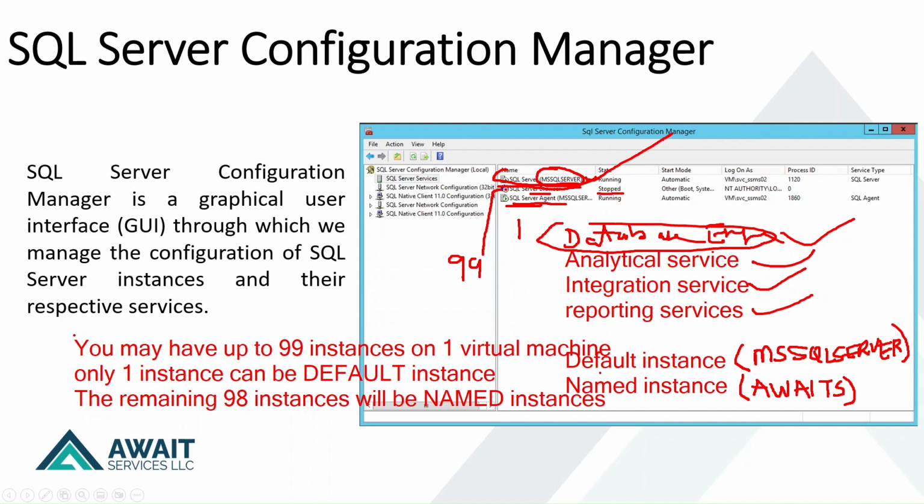So there are two types of instances in SQL Server, the default and the named. How do you identify a default instance? If you go on Configuration Manager and you see MS SQL Server in front of the SQL Server service, then this is a default. But if you see any name other than MS SQL Server, for example, if you see await, then that is a named instance because that name was given. It is not the default. The default comes from Microsoft, but any other name is given by the person who installed it. That's why it's called a named instance.